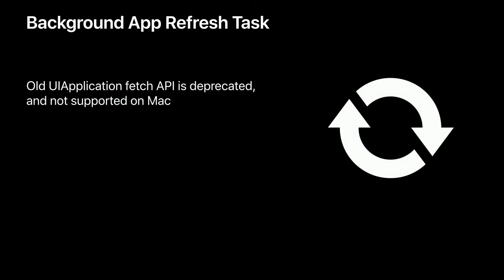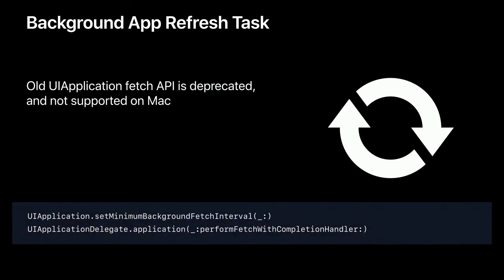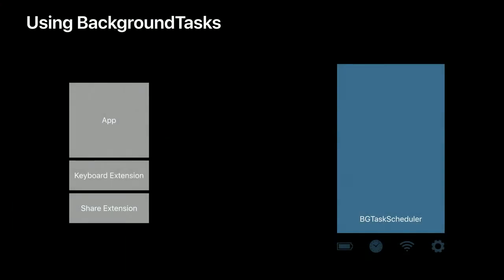As I mentioned, this is the new API for background app refresh, so we're deprecating the existing ones on UIApplication, seen here. These APIs will continue to work the same way they do today on iOS, iPadOS, and tvOS devices, but they're not supported on Mac. So make sure to adopt background tasks for background app refresh on Mac. Let's take a look at how this API works.